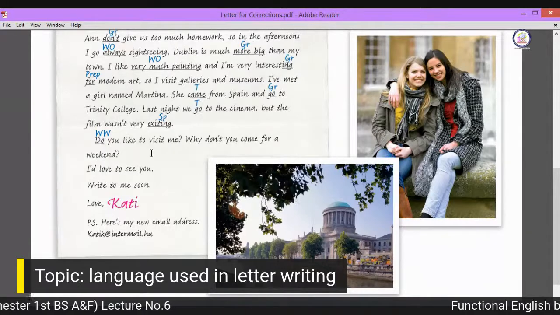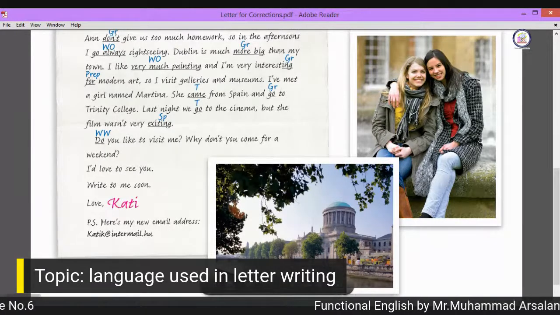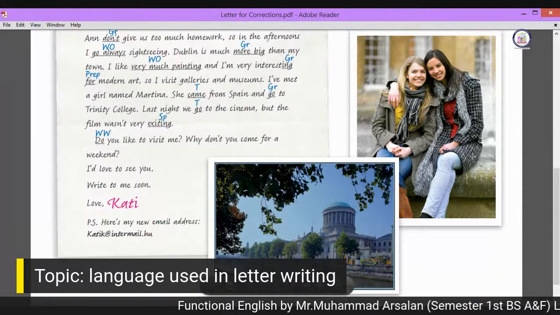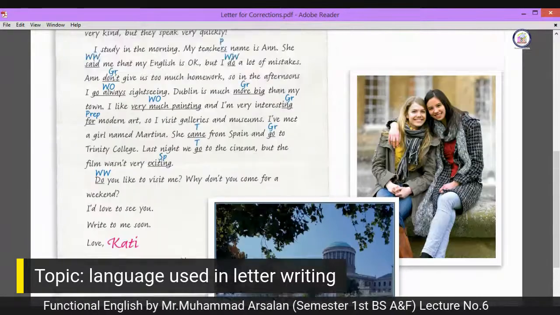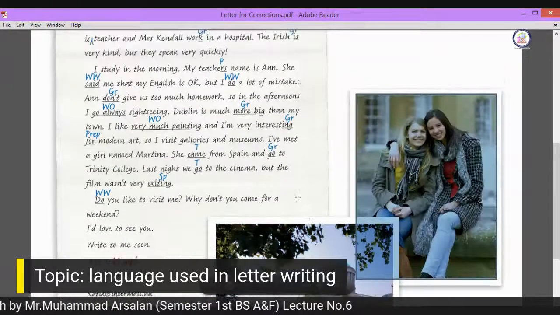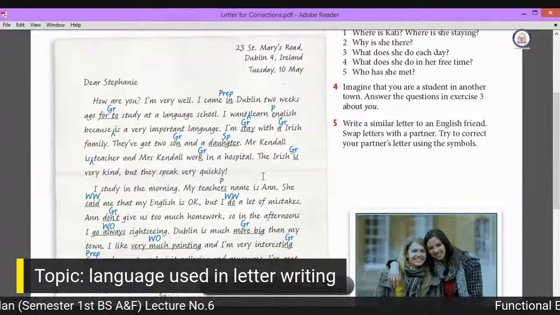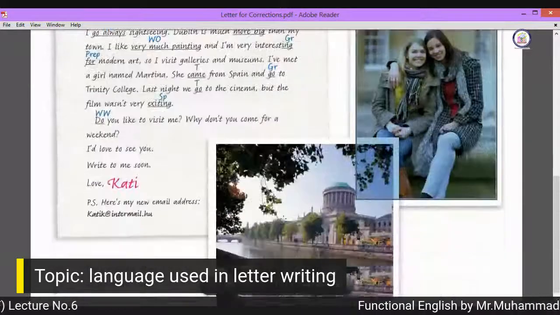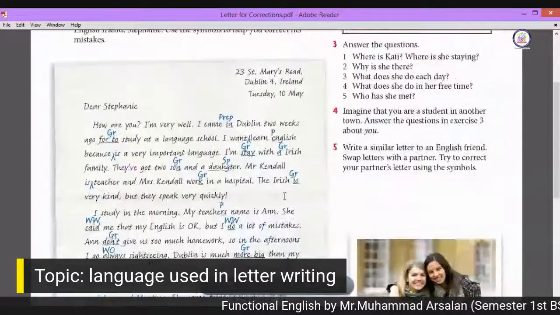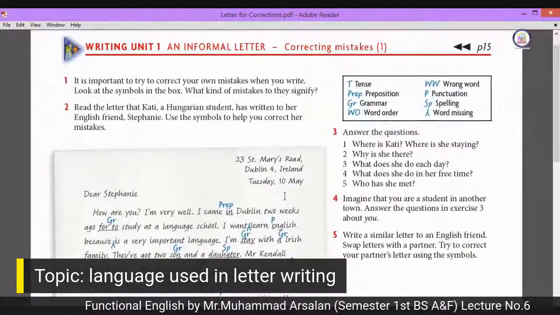PS. Post is repeat or as dot. Here's my new email address. Okay, you can see the postcards as well. Here we go, the postcard. There are beautiful girls, and they seem to be friends. It's a Dublin's photo, and here we go.